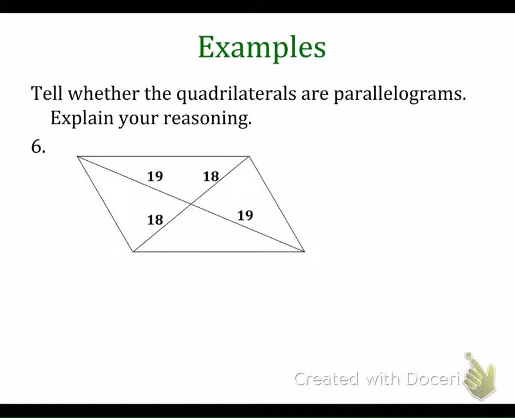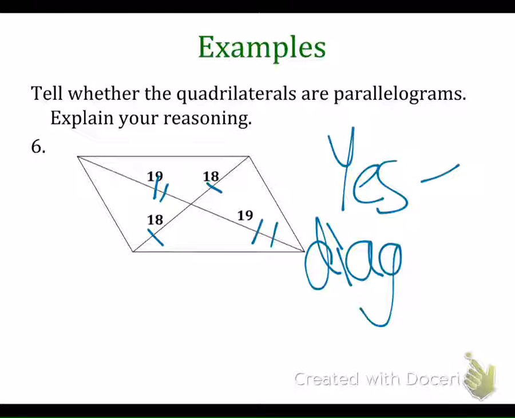Okay, this would be yes because this is congruent to this side and this is congruent to this side. So yes, the diagonals bisect each other.